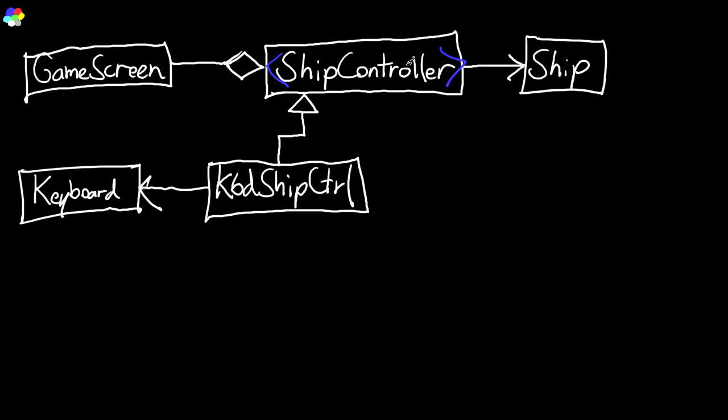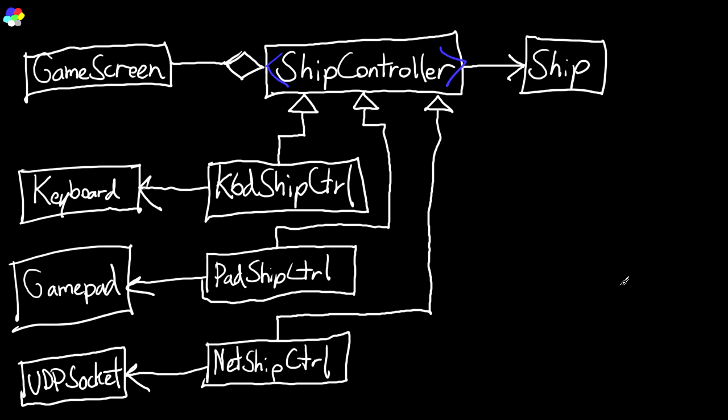So it's going to need a concrete implementation. And one concrete implementation will be the KeyboardShipController. So it's going to be a ShipController. It's going to have a reference to the ship, but it's also going to have a reference to the keyboard. So when you call the update function, it's going to get input from the keyboard, process that input, and call functions on ship to control your ship. Very simple. But there's more.